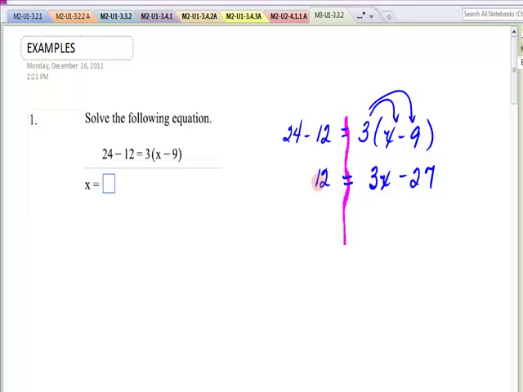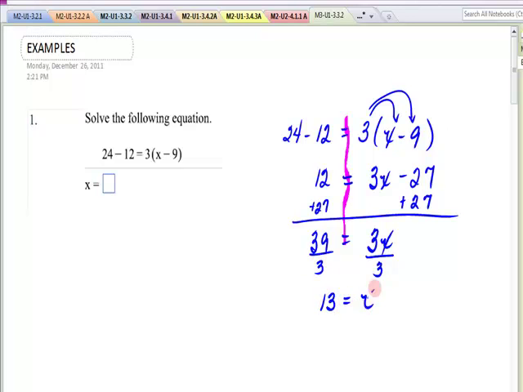Do I have x's on both sides? No. Focus on the side with the variable. Is there a constant? Yes. I will add 27. That gives me 39 is equal to 3x. That's the coefficient, so I'll divide by it. And 13 is equal to x.